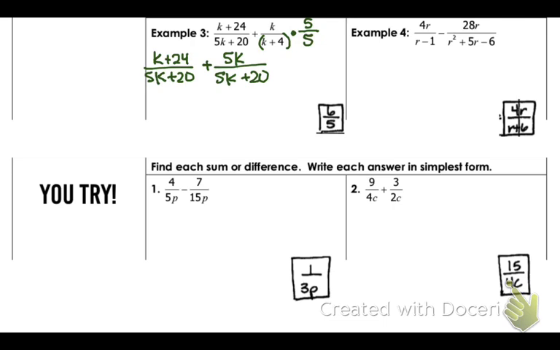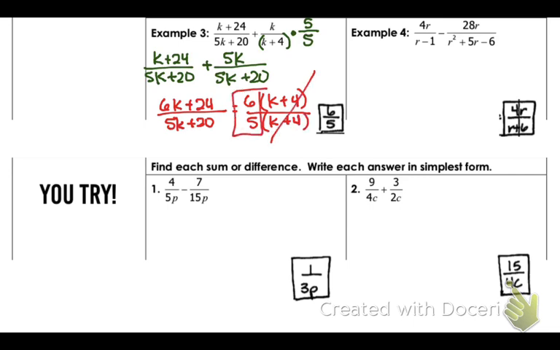We're going to combine these like terms, so k plus 5k is 6k plus 24 all over 5k plus 20. But it's not the final answer yet, which means I can probably still factor some stuff. I'm going to factor out a 6, which is going to give me 6 times k plus 4, all over 5 times k plus 4. These cancel. I'm left with just 6 over 5.